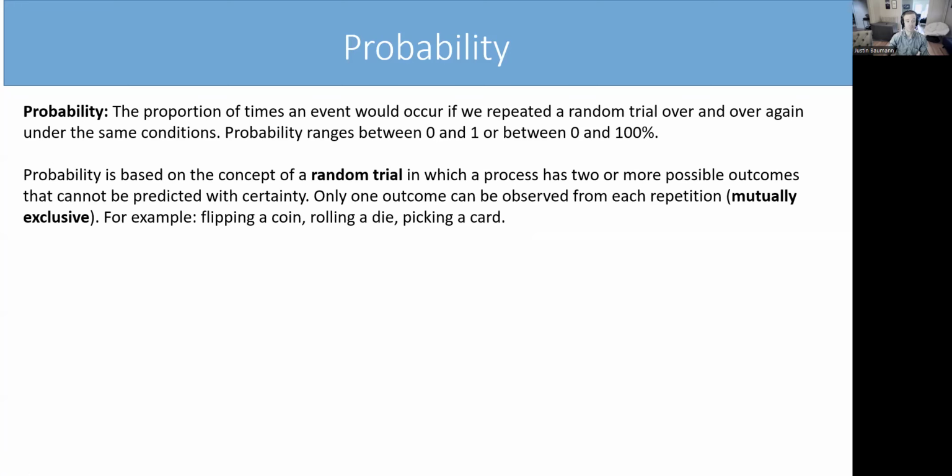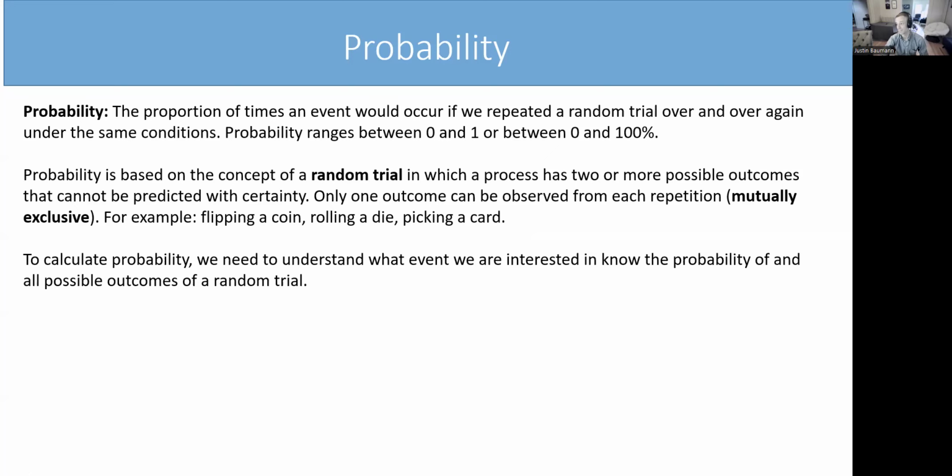Probability is based on the concept of a random trial, in which a process has two or more possible outcomes that cannot be predicted with certainty. Only one outcome can be observed from each repetition. Mutually exclusive is what we call that. And like we said, flipping a coin, rolling a die, picking a card. So we've seen this concept before. We've been working with probabilities since we were quite young. We pretty much understand the general idea.